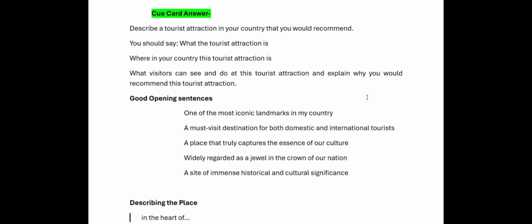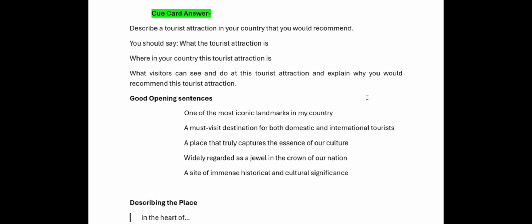Number 3, what tourists can see and do at this tourist attraction, and explain why you would recommend this tourist attraction. So what are the reasons why tourists want to visit this and what they can do when they reach this tourist attraction, and also provide reasons why you recommend this tourist attraction to be visited.